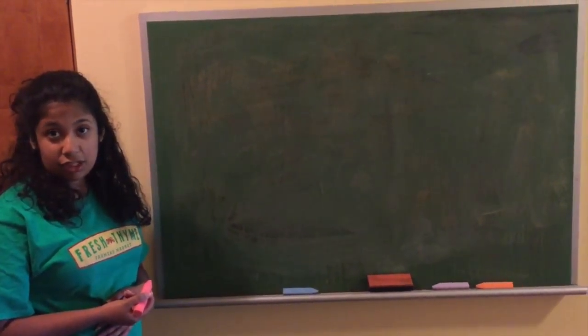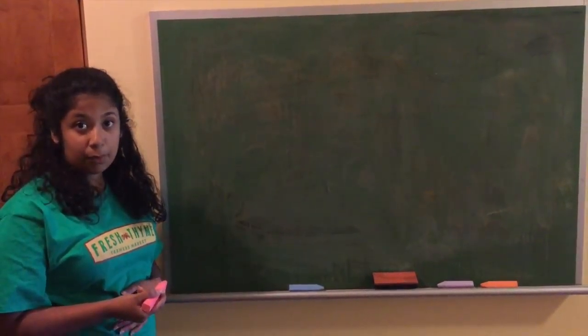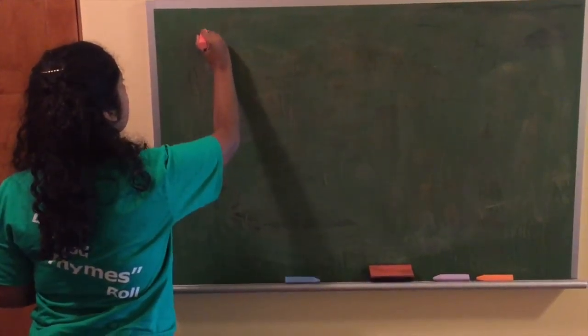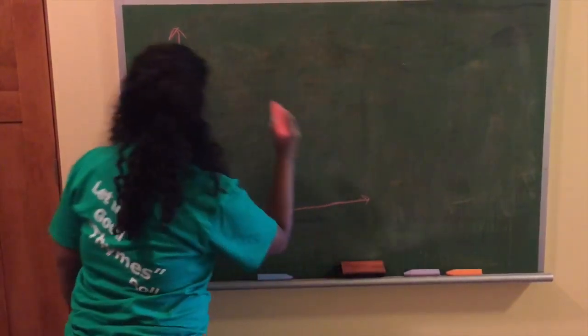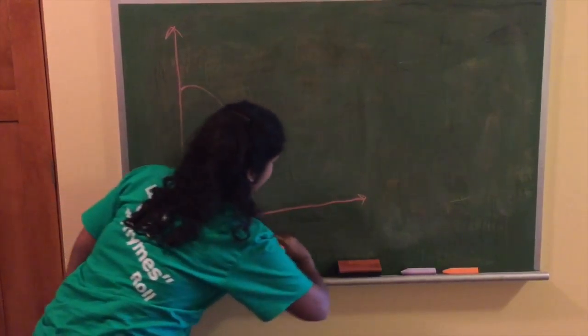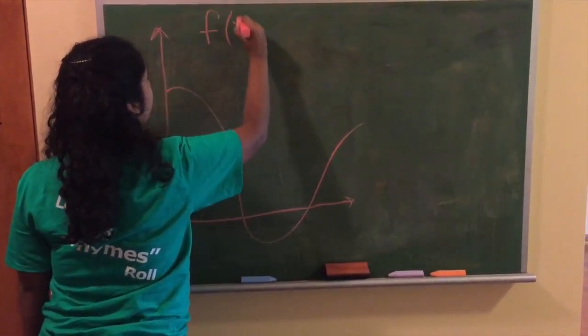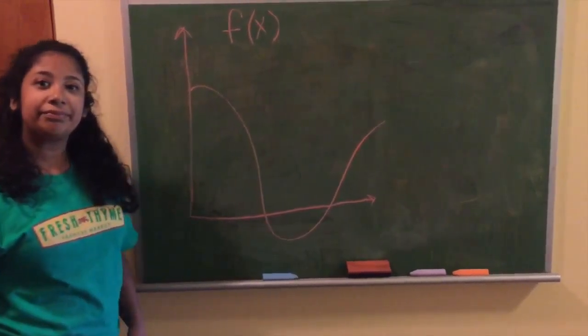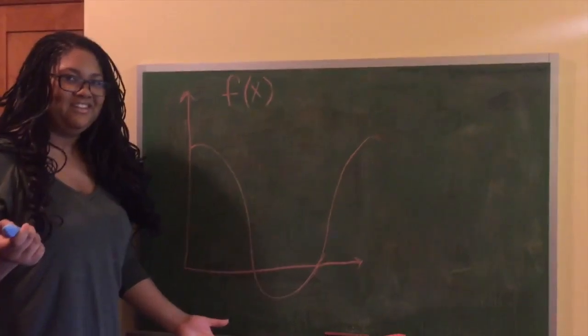So today we're going to be teaching you about the relationship between f of x, f prime of x, and f double prime. So to start, I'm going to draw a graph. This is going to be f of x. So now we're going to plot the derivative of this graph.